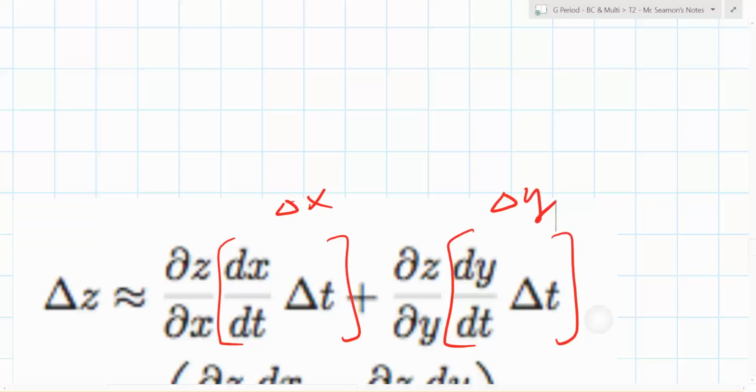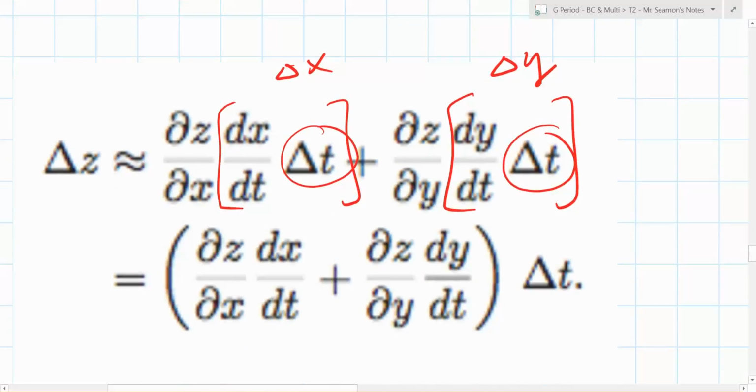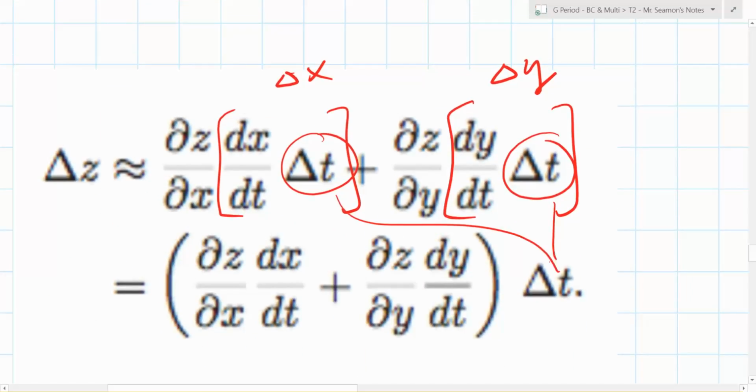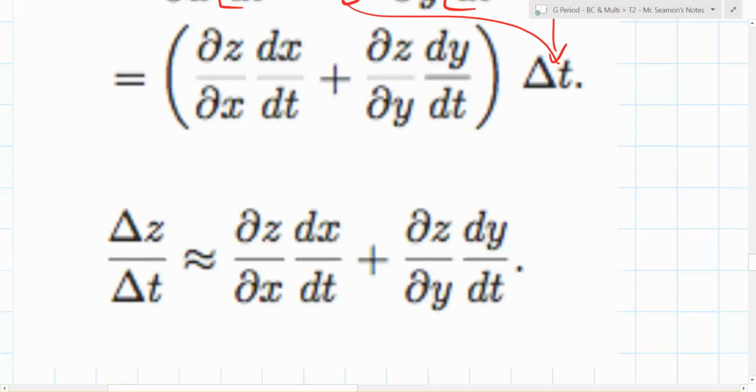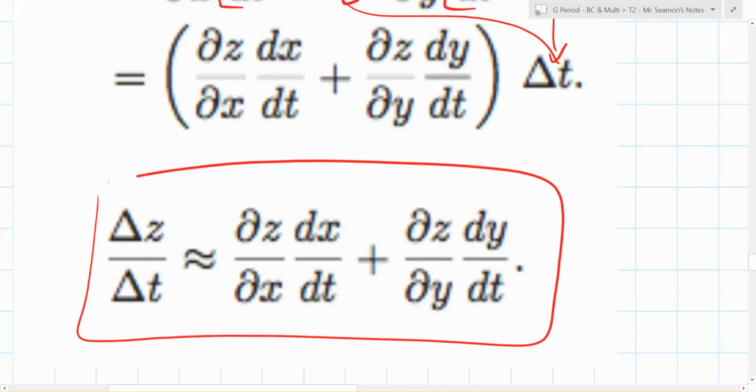What's in this line here? What do you see in both places? Δt. What can you factor out? Δt, and then what can you divide both sides by? Δt. So what do we now have? dz/dt, the rate of change of z with respect to t, is partial z partial x times dx/dt, plus partial z partial y times dy/dt.